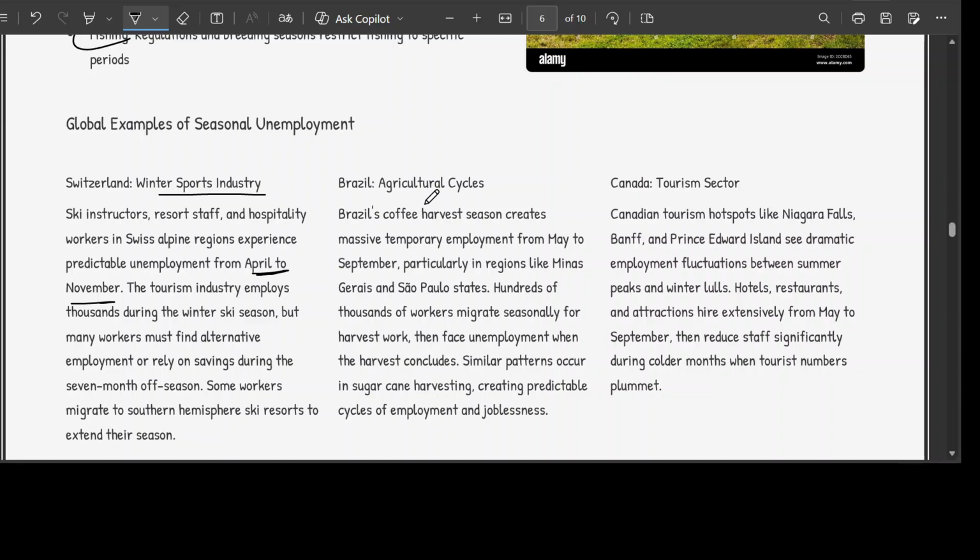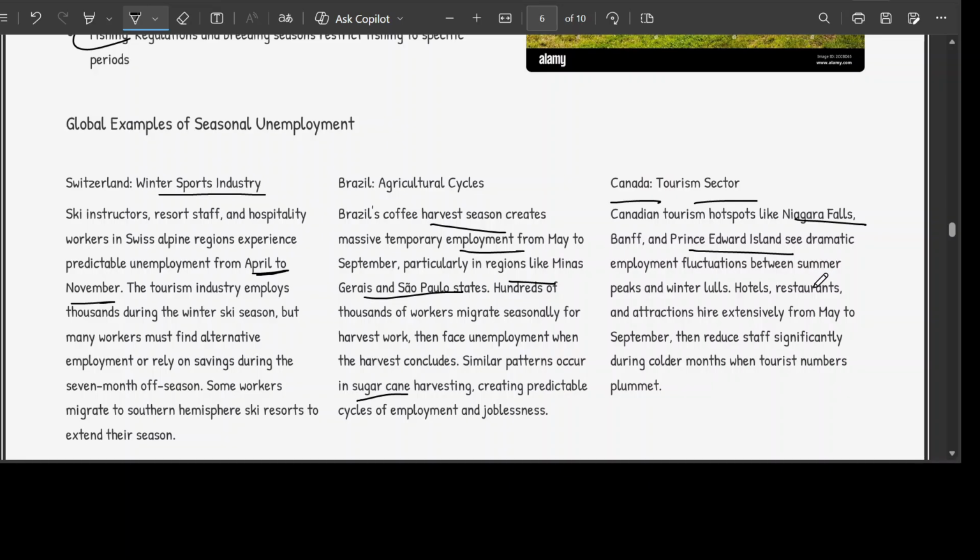Then we have Brazil, where agricultural cycles contribute towards seasonal unemployment because of the harvest season, which creates massive temporary employment from May to September, particularly in the regions which are mentioned here. There are thousands of workers who migrate seasonally for harvest work, and similar patterns can also occur in sugarcane harvesting.